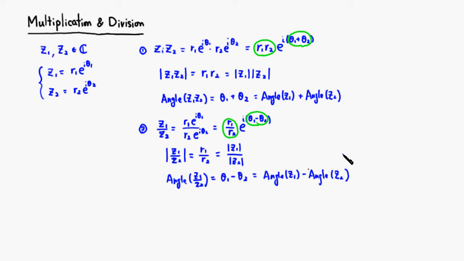So this is how the multiplication and division of complex numbers work. All right, that's it. I hope that this was clear.